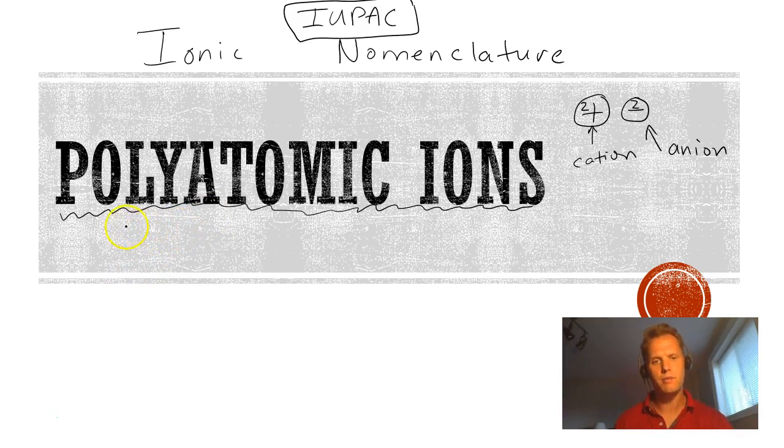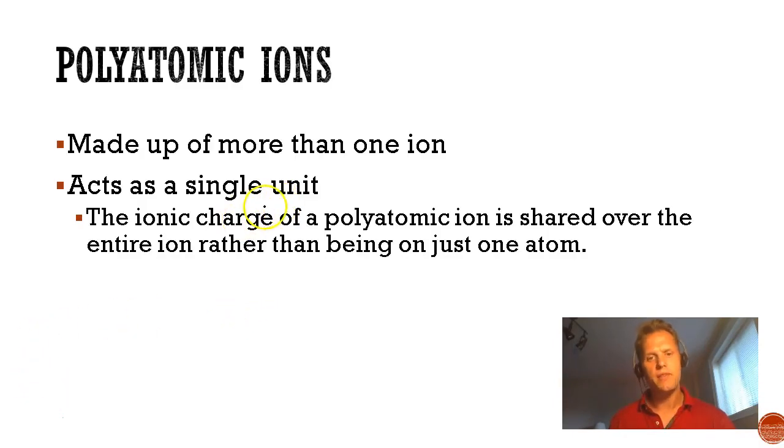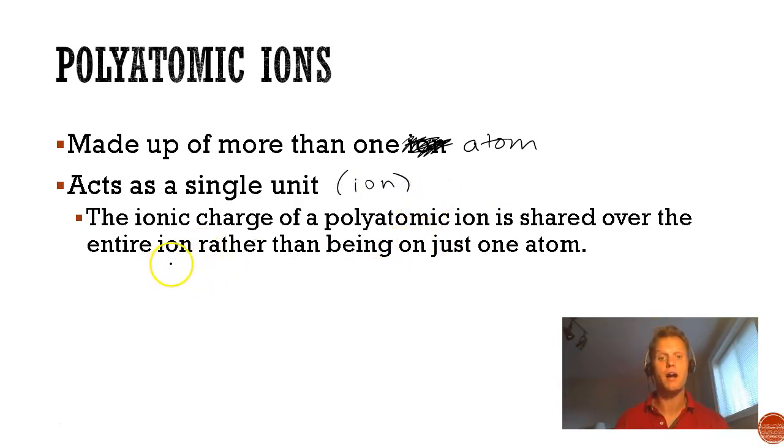So what's a polyatomic ion? Well, poly means many and atomic means atoms. So there are some ions out there that are not made up of just one type of atom. They're made up of multiple atoms, and they have a charge. They can either be a cation or an anion. So again, they're made up of more than one atom, and they act as a single unit, an ion. The ionic charge of a polyatomic ion is shared over the entire ion rather than just on one atom.